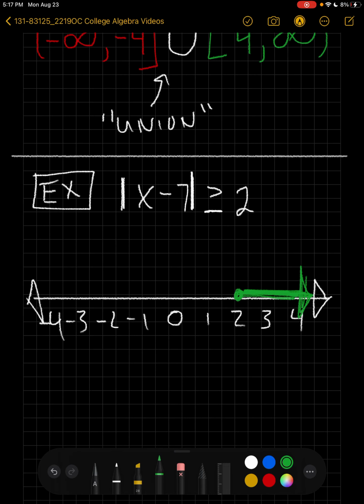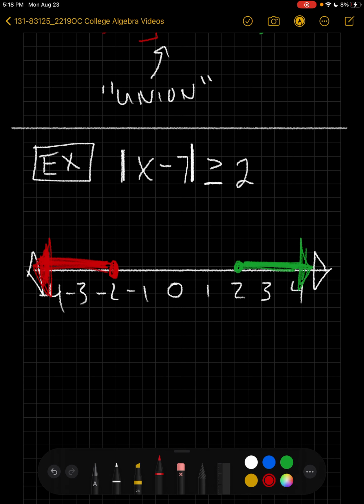And all those numbers to the right of 2 are farther away from 0. And -2 is exactly 2 units away from 0. And all those numbers to the left would also be farther than 2. They would also be farther than 2 units away. So we can have this situation.